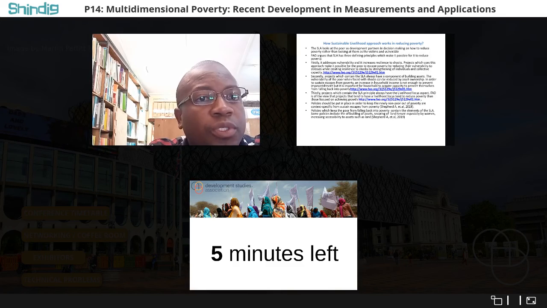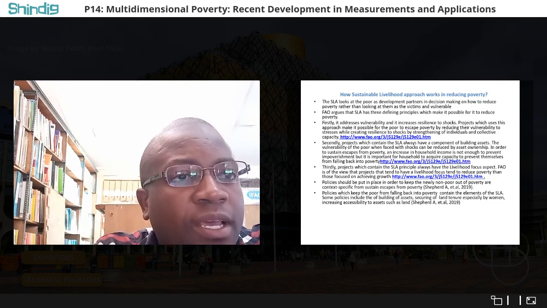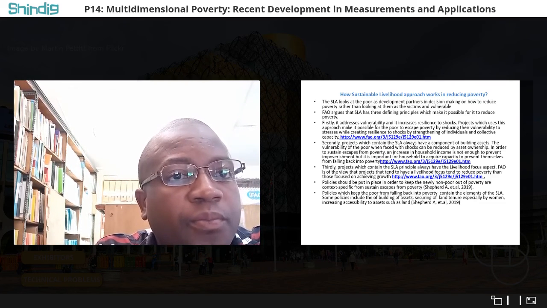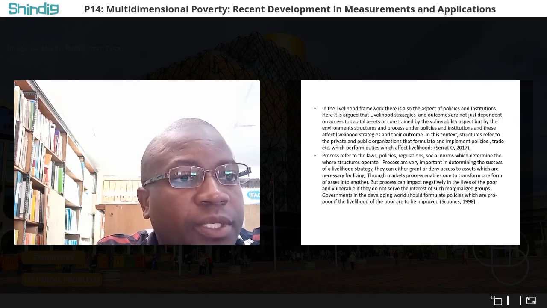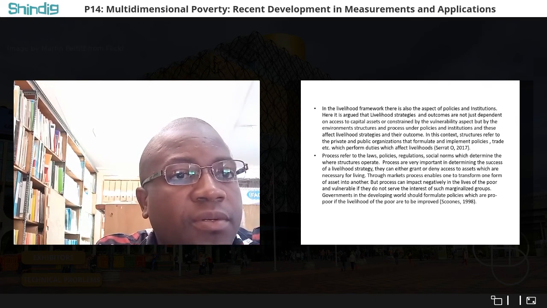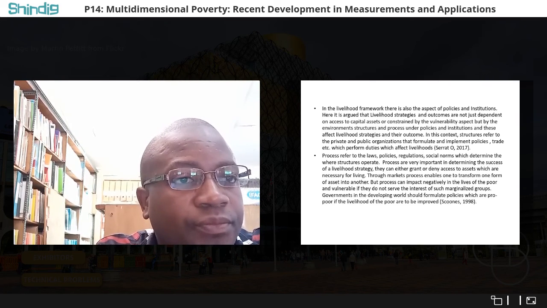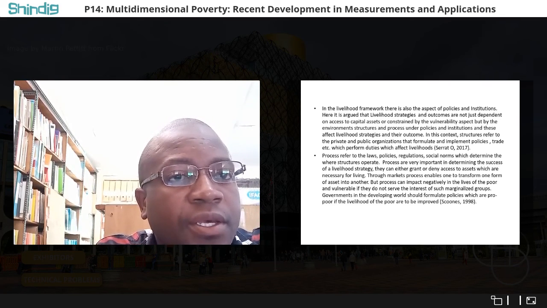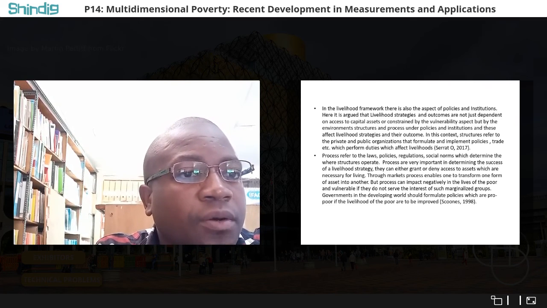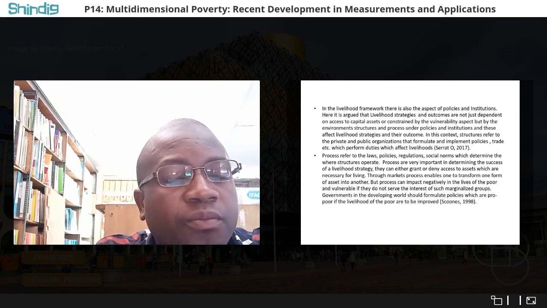How sustainable livelihood approach works in reducing poverty. The sustainable livelihood approach looks at the poor as development partners in decision making and how to reduce poverty, rather than looking at them as victims and vulnerable. Ladies and gentlemen, FAO argues that sustainable livelihood approach has three defining principles which make it possible for it to reduce poverty. Firstly, it addresses vulnerability and increases resilience to shocks. Secondly, projects which contain the sustainable livelihood always have a component of building assets.